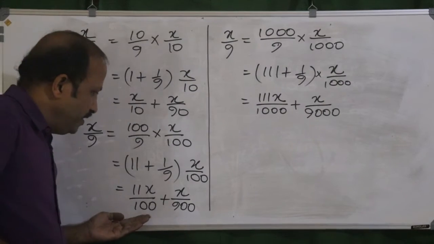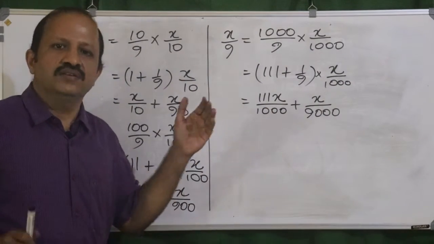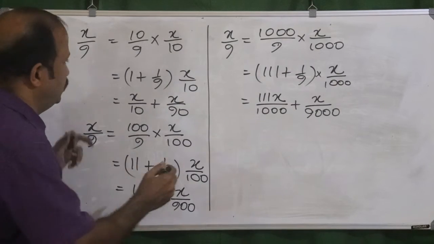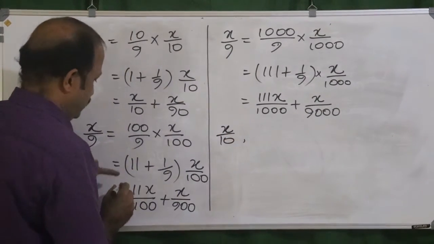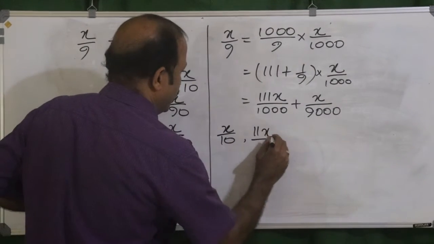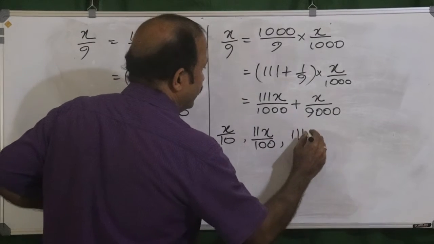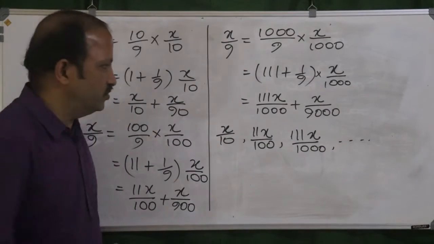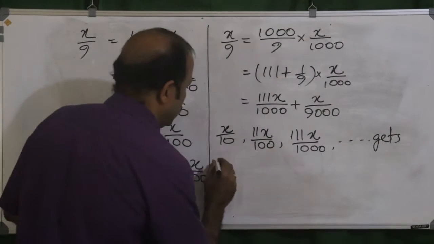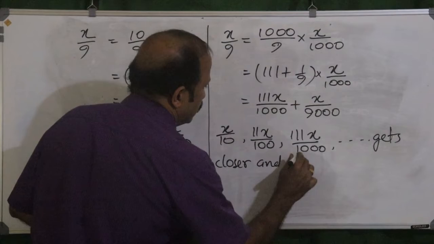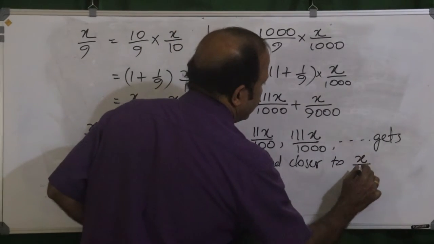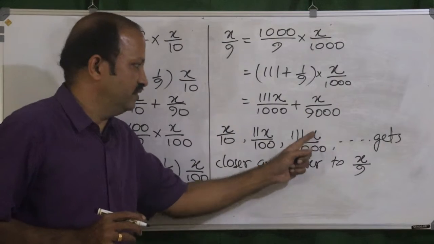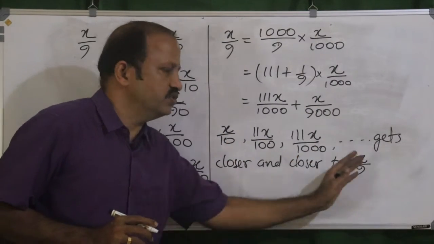How many 1 by 10s, how many 1 by 100s, how many 1 by 1000s, etc. So we are getting here the fractions coming closer and closer to x by 9. How do we write it: x by 10, then 11x by 100, then 111x by 1000, etc gets closer and closer to x by 9.